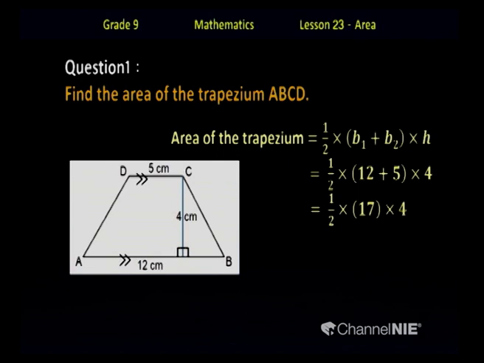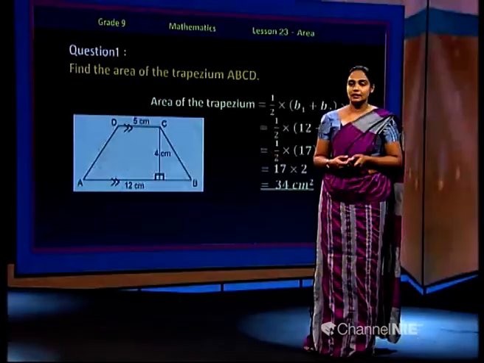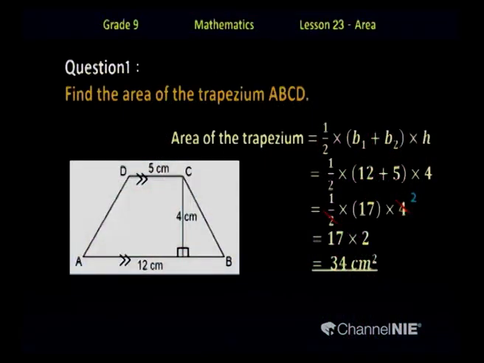Now how can you simplify? 2 and 4, you can simplify them. 4 divided by 2 is written as 2. Then 17 into 2, the answer is 34 square centimeters. The area of the trapezium ABCD is 34 square centimeters.